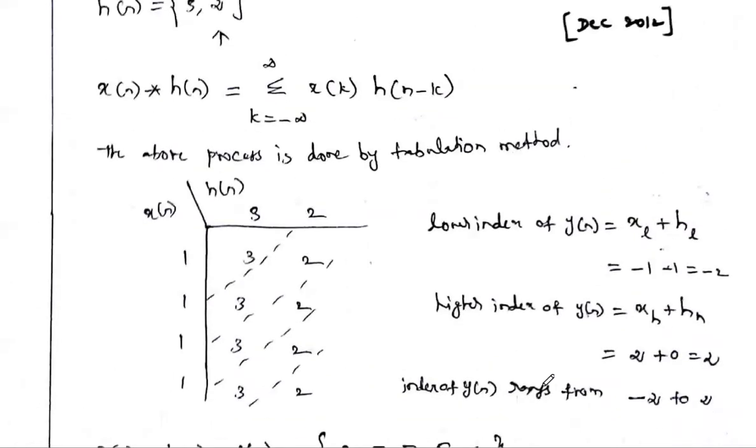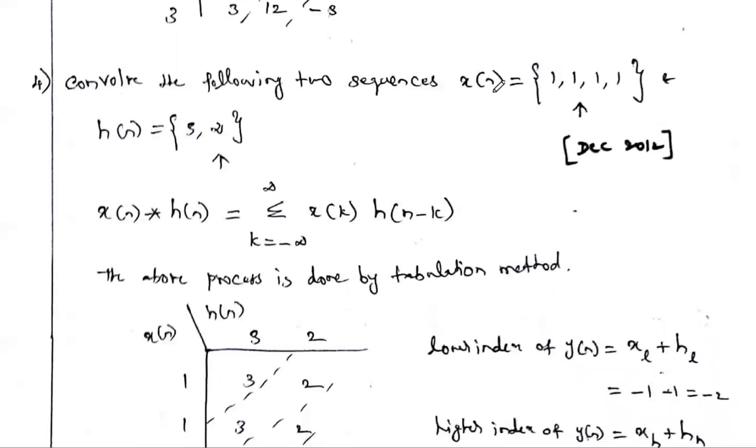In order to calculate the arrow position, you see the x of n in the second one; this one indicates n equal to 0. So what is the lower index? This is the value of x of n at n equal to minus 1. So this is minus 1, this is 0, this is 1, this is 2. So the lower index of x is minus 1, and the upper index of x is 2.